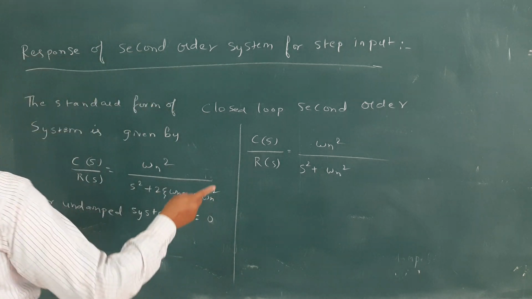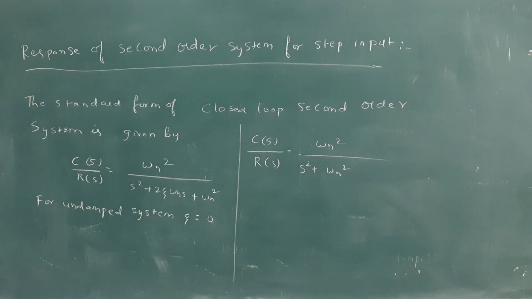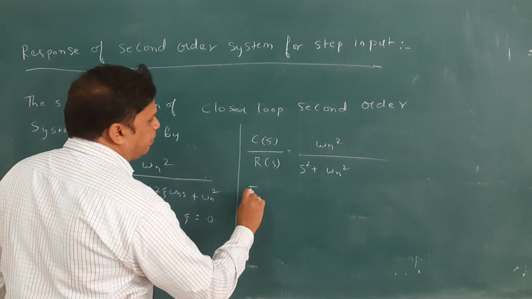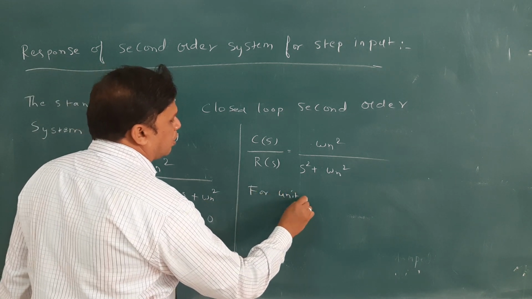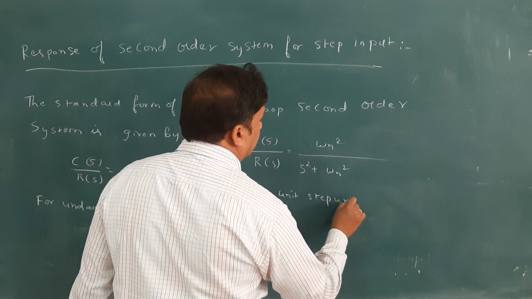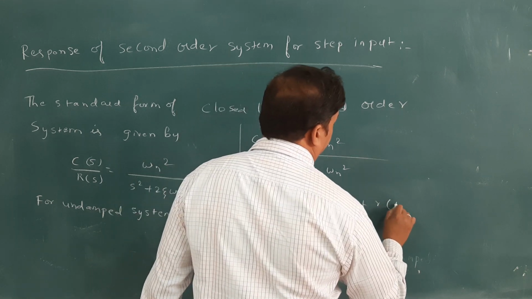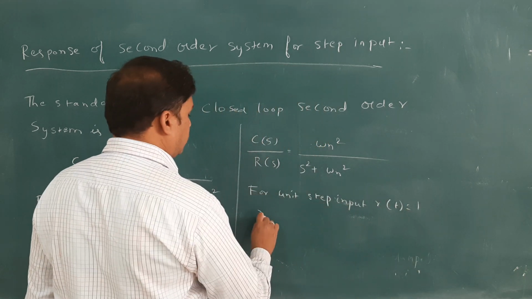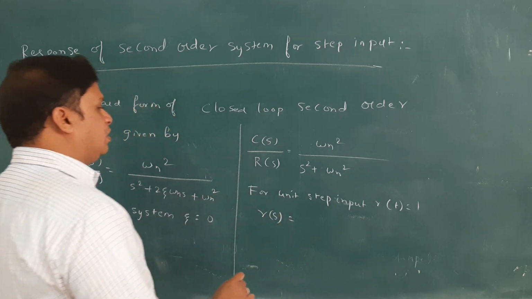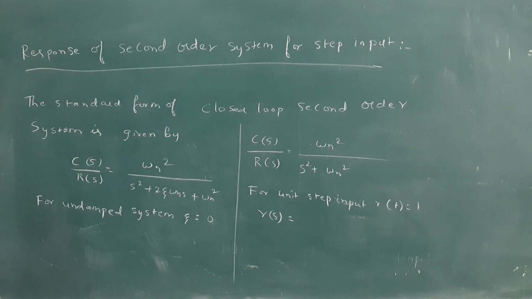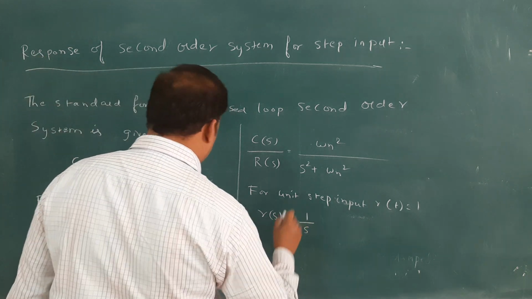Now for this equation, C of s by R of s is equal to omega n square by s square plus omega n square, when the input is a unit step, that is R of t is equal to 1, and R of s is equal to 1 by s.